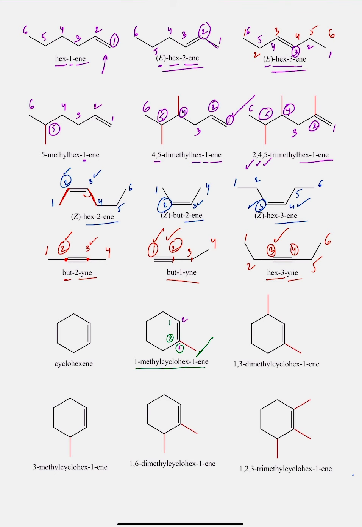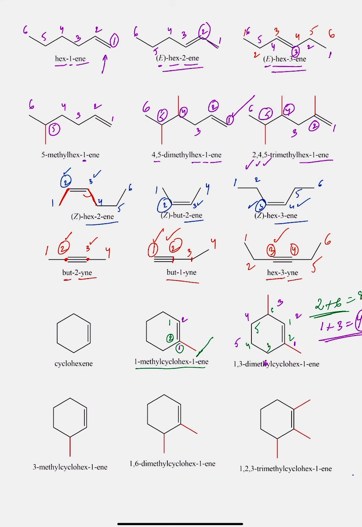In this next structure, where do you think the numbering must start? Should it start here, or should it be like this as shown in purple? 1, 2, 3, 4, 5, 6. So which numbering is correct? What do you think, the green numbering or the purple numbering? Now if you look at green numbering, the sum of locants is 2 plus 6, which is how much? 8. And according to the purple, it's 1 plus 3, which is equal to 4. So which do you prefer? You must prefer 4, so the purple numbering is correct.